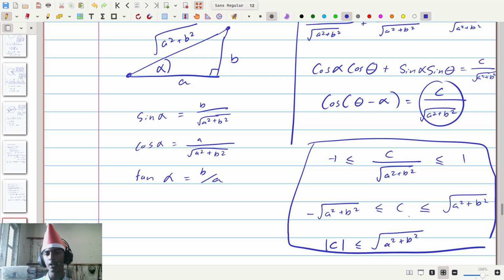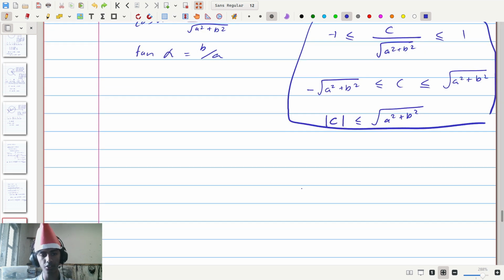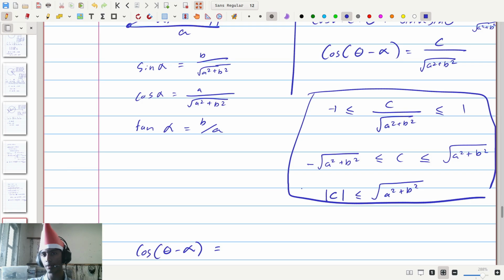Because this value is in between -1 and 1, this is equal to the cosine of some other angle. So therefore we can write that the cosine of theta minus alpha is equal to, because this is some valid possible value of cosine, the cosine of the cosine inverse of that same value, which is C divided by the square root of A squared plus B squared.